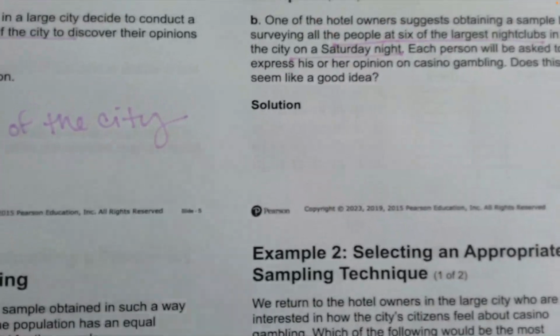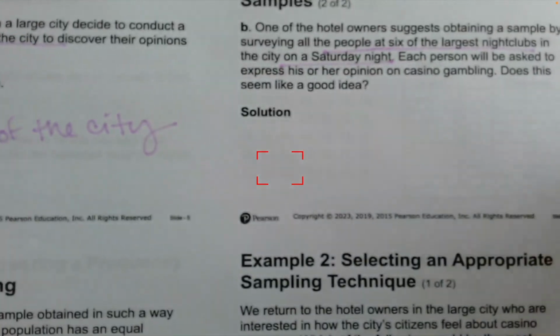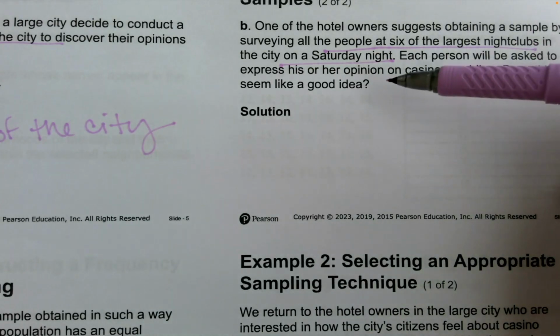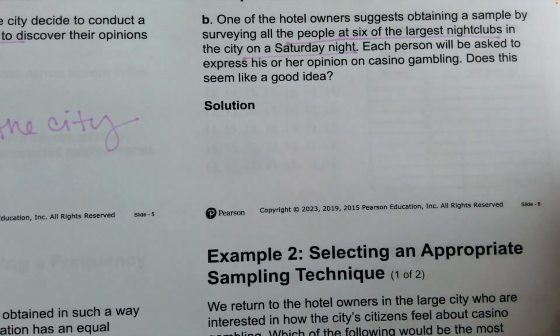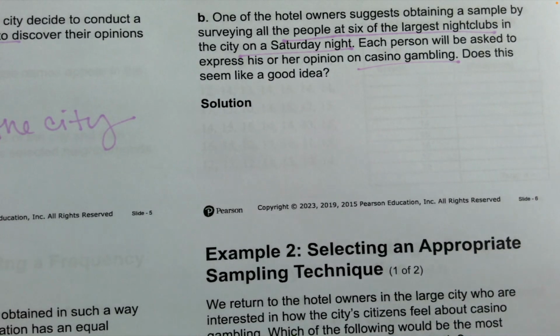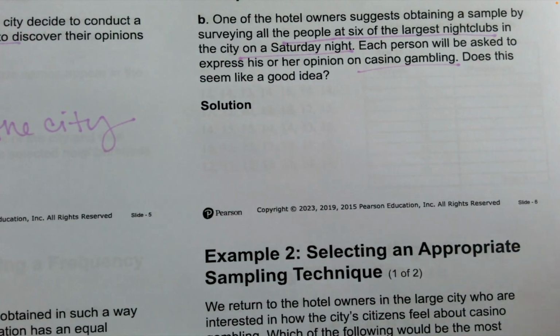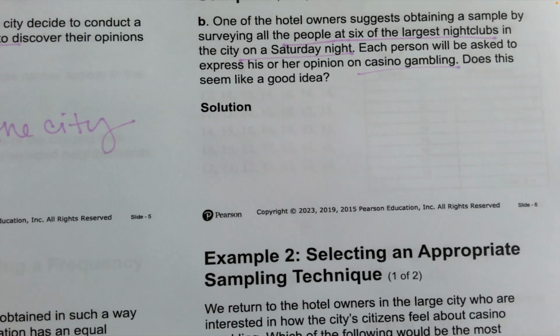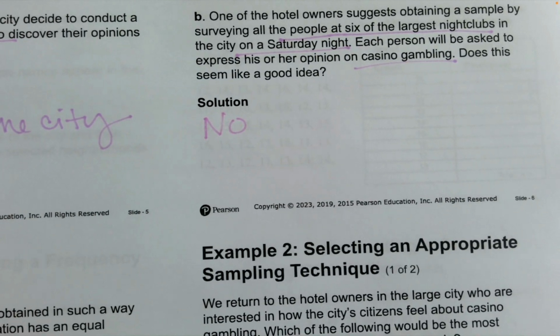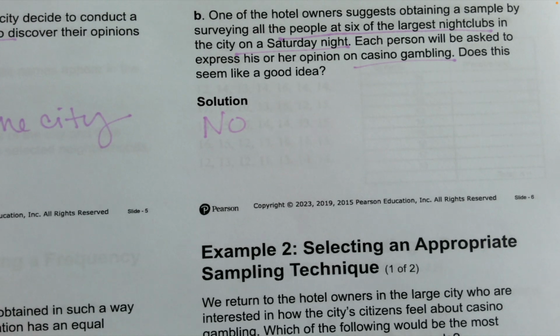So think about it: what do you think most people who are out having a great time at a nightclub on a Saturday night would most likely think about casino gambling? I think they would be for it, because they're already somewhere with a lot of people and entertainment. So it would not be a good idea, because it's only surveying people who attend the nightclubs. They're more likely to be in favor, so it's a biased sample.